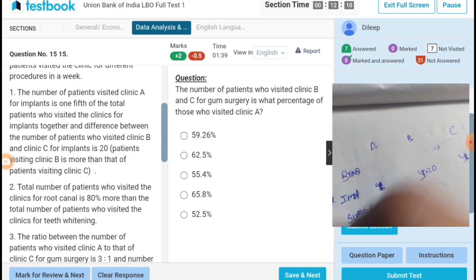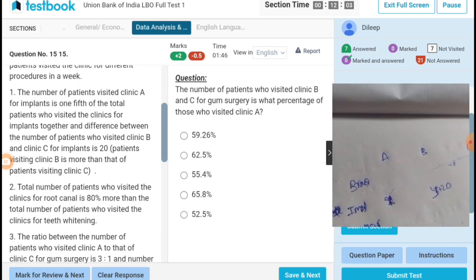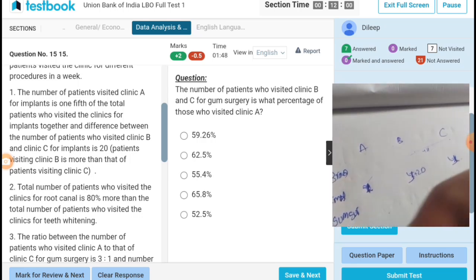X is 5x. So 4x is 2y plus 20. 2x minus y is 10. Total number of patients who visited the clinic for root canal is 80% more than the teeth whitening.